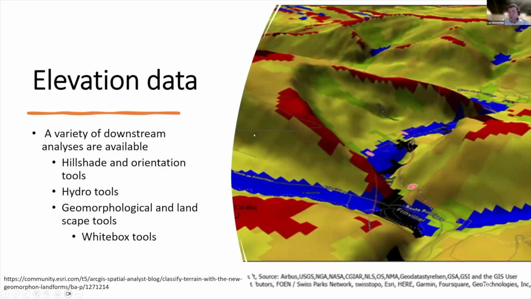And then finally, we very shortly are going to have elevation data, which will be delivered in the same way as an imagery service. And there are a variety of downstream products that you can potentially do with those, things like hillshades, orientation, and then various kinds of hydro and geomorphologic tools.